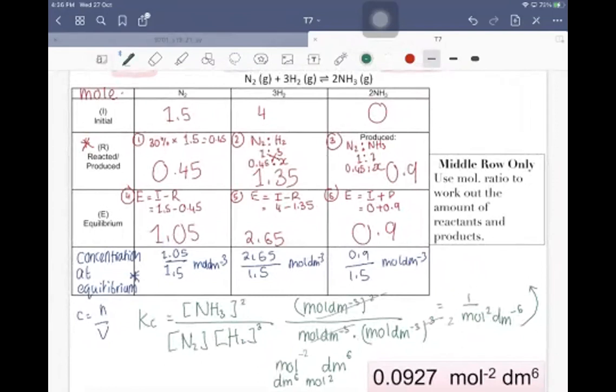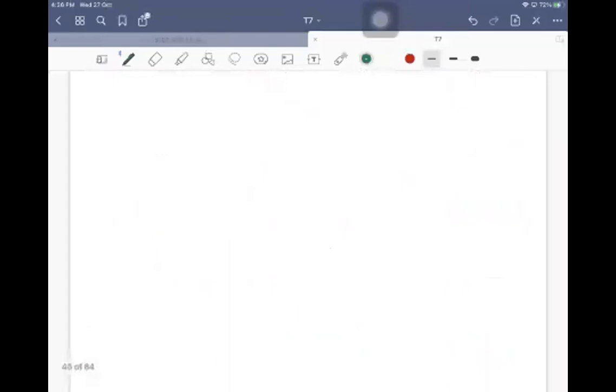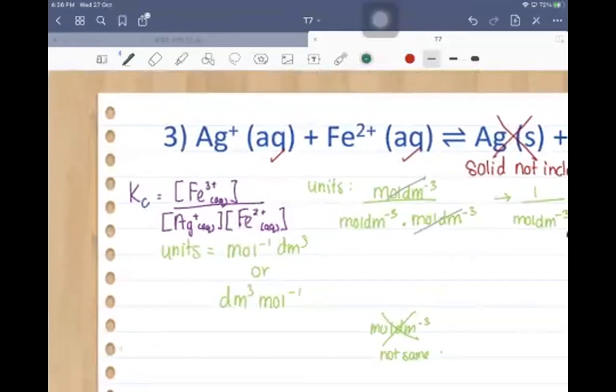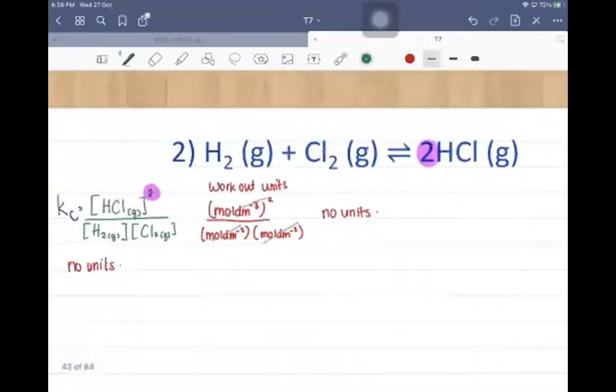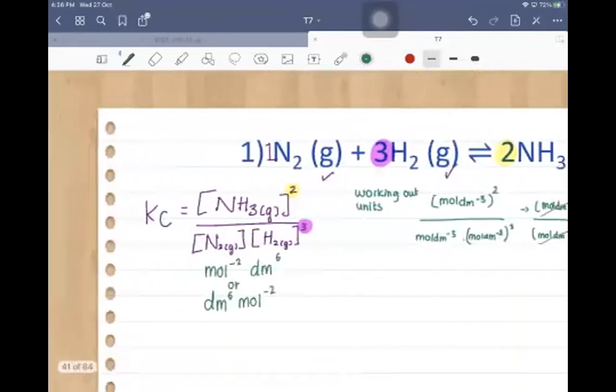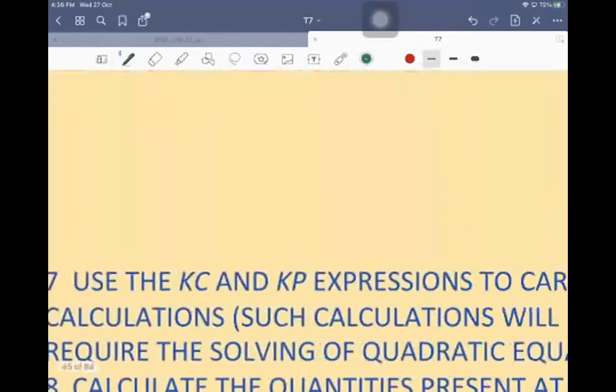Right, the next one will be Kp. Okay, so please be reminded to change the expression. Last time I wrote Kp instead of Kc. It should be Kc, so please change that, okay? I will not continue with Kp today. I will do Kp in the next lesson together with the calculation, okay?